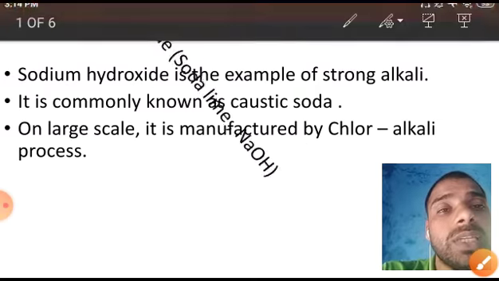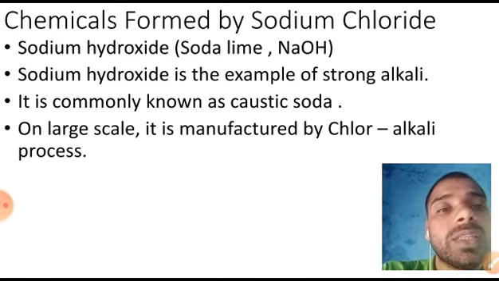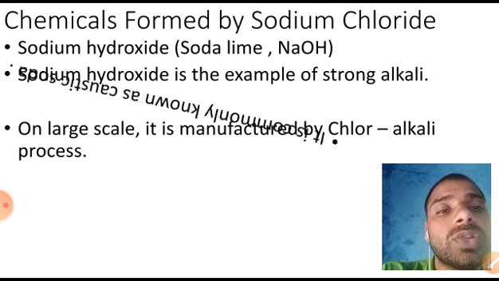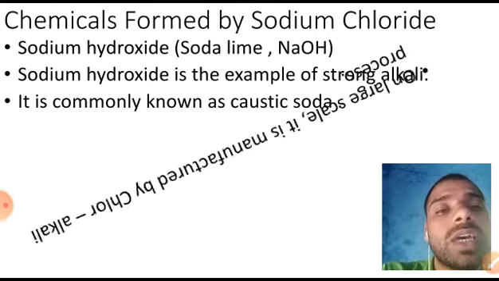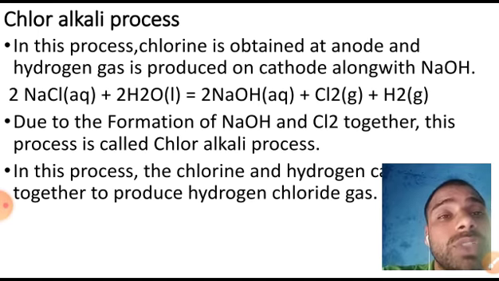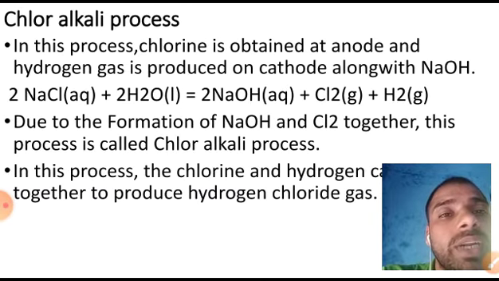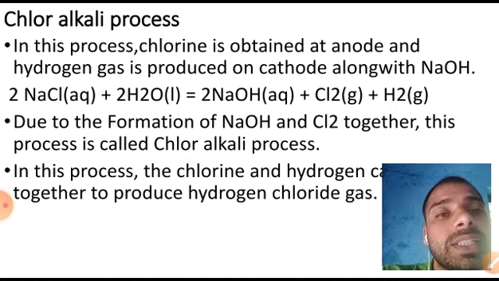In the first slide you have understood sodium hydroxide, which is commonly known as caustic soda, and it can be manufactured by the chloralkali process. Now here you can see the chloralkali process. Dear students, in this process chlorine is obtained at the anode and hydrogen gas is produced at the cathode along with NaOH. I will show you the procedure and the meaning of cathode and anode. You can see this is the chemical reaction.